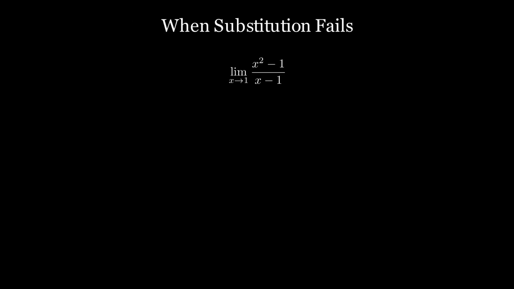But what happens when direct substitution doesn't work? Let's look at this limit. The limit of x squared minus 1 over x minus 1 as x approaches 1. Let's try substituting 1 for x. In the numerator, 1 squared is 1, so we have 1 minus 1, which is 0. In the denominator, 1 minus 1 is also 0.